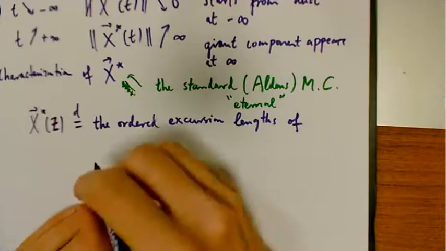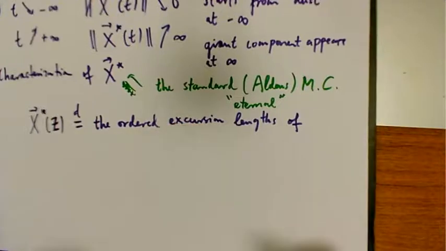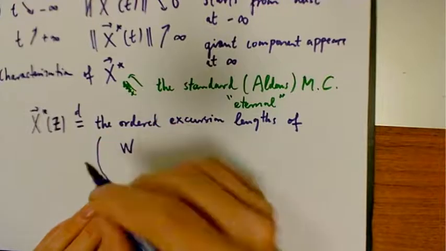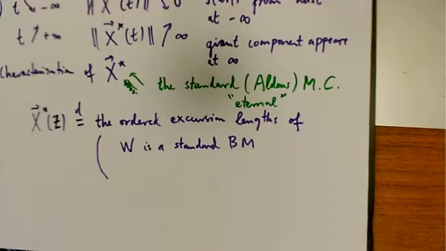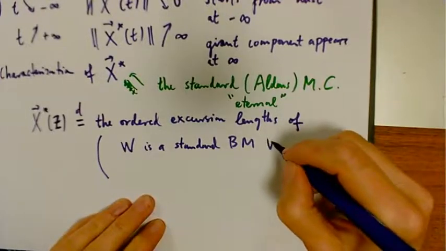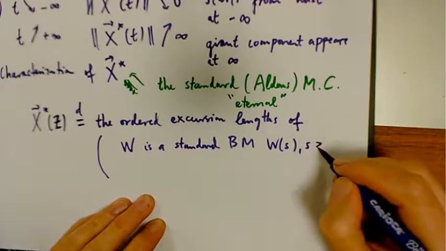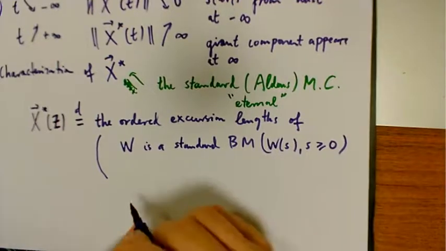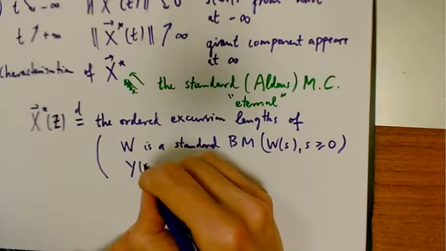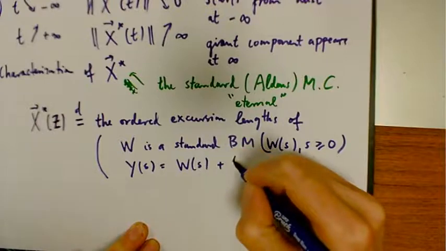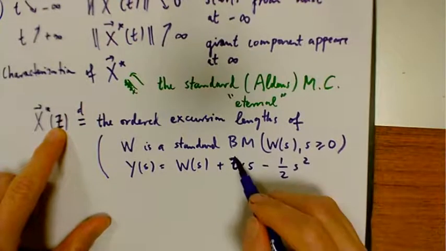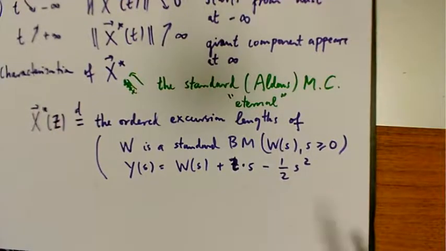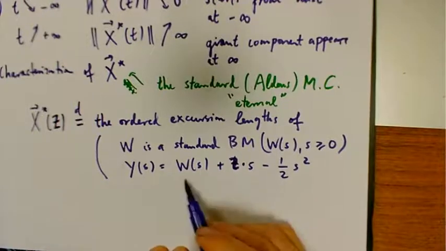Now you have a Brownian motion, so there is an auxiliary process. Here's a digression. W is a standard Brownian motion, and it is running in time. You have W_s, with an auxiliary time s bigger than 0. Then you form a process, let's call it Y of s. You take W_s plus t_s Z, minus 1/2 s squared. So there is this inhomogeneous drift, Z minus s, the infinitesimal drift, and then you have this process. So it's a Brownian motion plus a parabola.